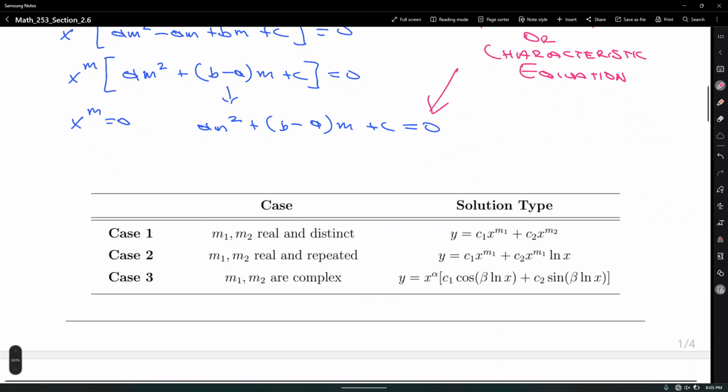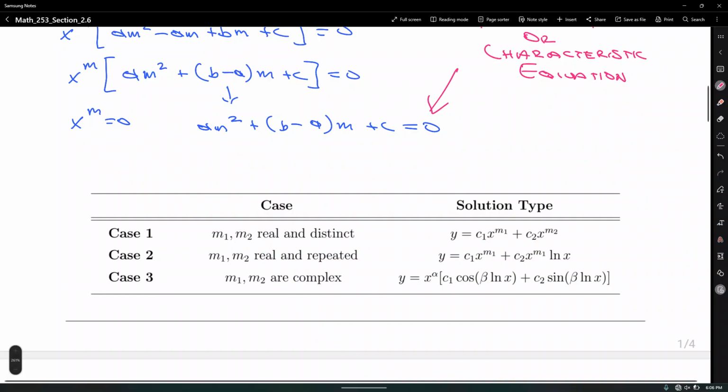All right. In case number three, when m1 and m2 are complex, we go x to the alpha, where alpha is the real part of the complex root, and then C1 cosine beta ln of x plus C2 sine beta ln of x, where beta will be the imaginary part of the complex number. So guys, all it changes is the form of the solution. The mechanics, the idea, it's going to work exactly the same, very similar.